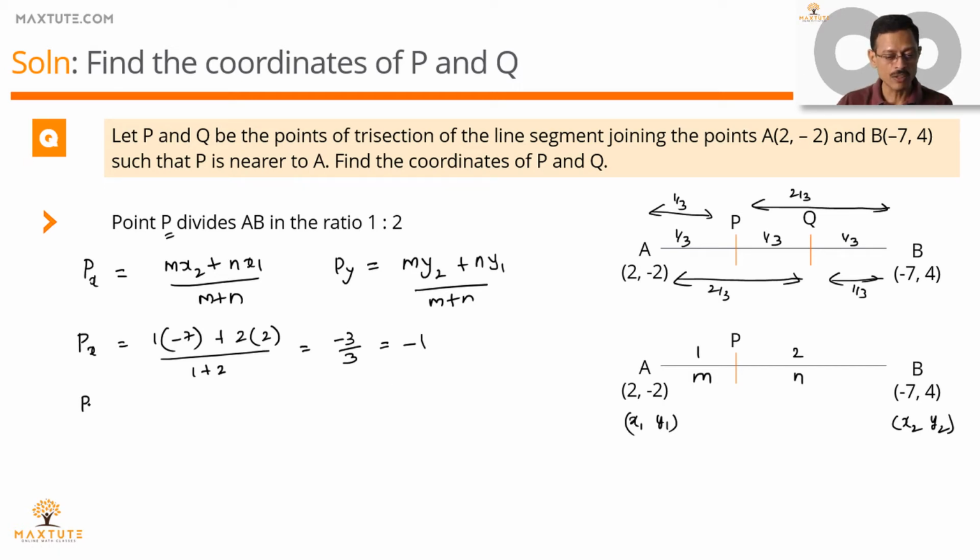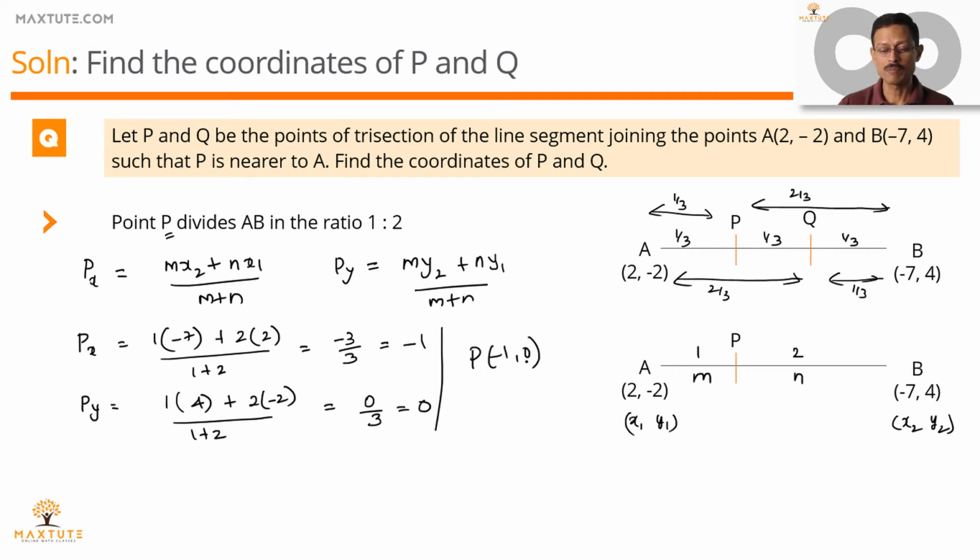Let's find the y coordinate along the same lines, which is equal to my2. M is equal to 1. Y2 is equal to 4 plus n, which is equal to 2, and y1 is equal to -2, divided by 1 plus 2. We have 4 minus 4, which is equal to 0 by 3, which is equal to 0. So what are the coordinates of point P? Coordinates of point P are (-1, 0).